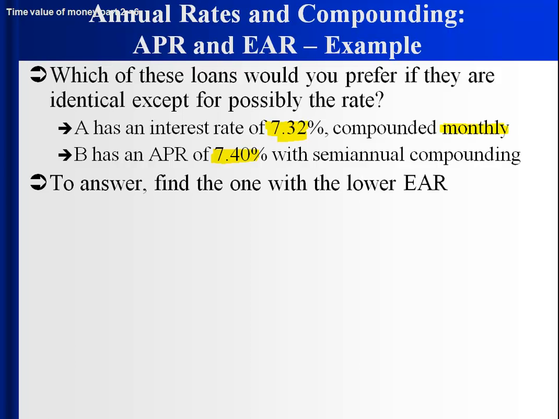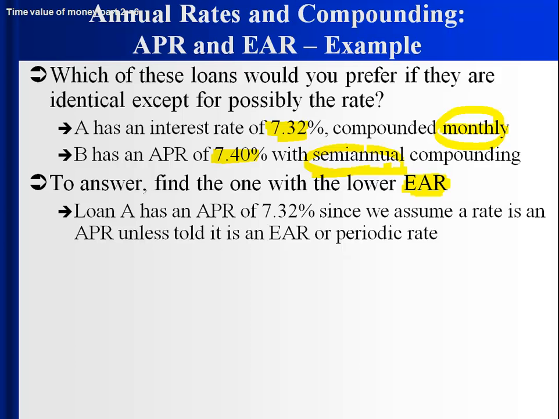And in order to compare the correct rate, you need to find and compare the EAR, because that captures the fact that compounding can have an effect. And this one has more frequent compounding, this one has less frequent compounding. So we don't know whether that's going to make the 7.32 less attractive than the 7.4, even though it's got the lower APR, depending on the effect of interest on interest. So let's find the EAR of loan A.